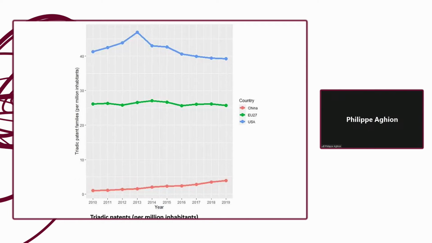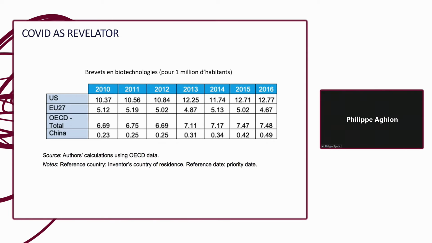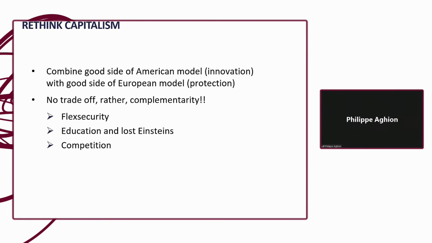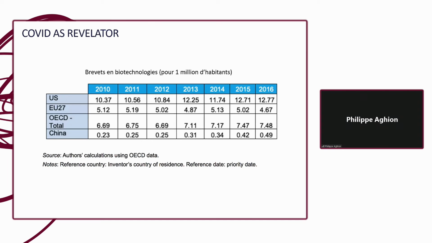But on the other hand, when it comes to innovation, you can see here I look at the number of triadic patents per million inhabitants. You see the US is in blue, it dominates EU 27 and dominates China. So they are better at innovating. And if, for example, I look at biotech patents, for 2016, but we are very much like that in 2016, the number of biotech patents per million inhabitants, the US again dominates EU 27 and China. Okay, why? Because they have a better ecosystem of innovation.